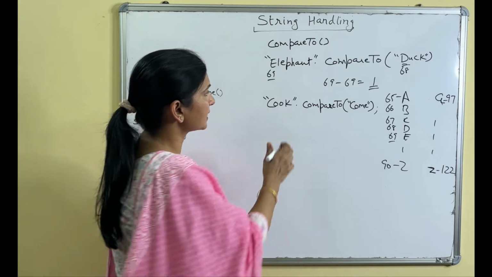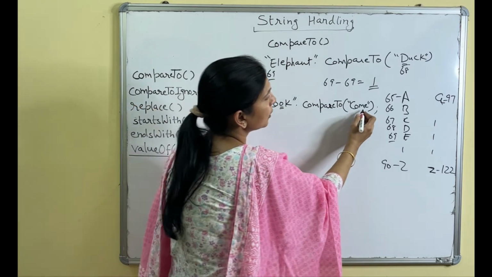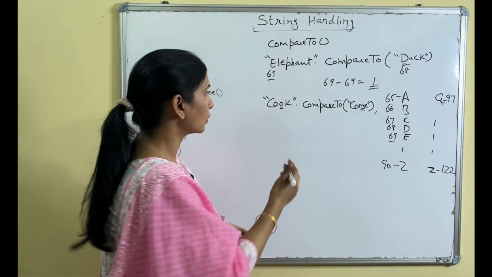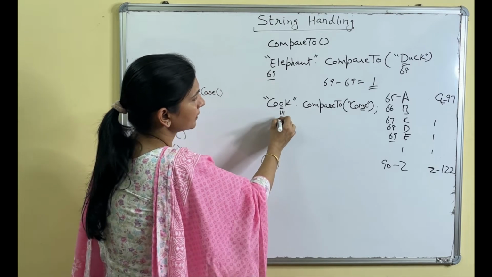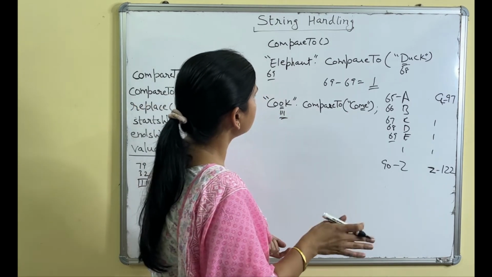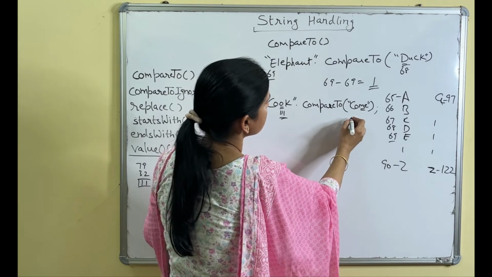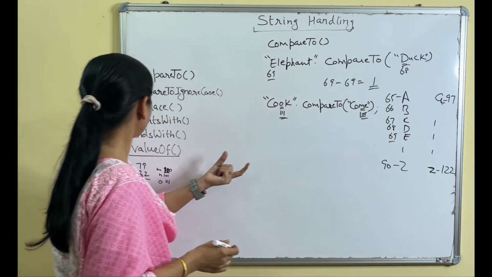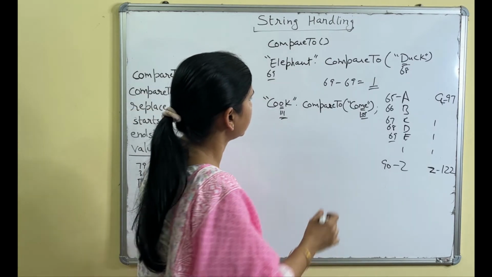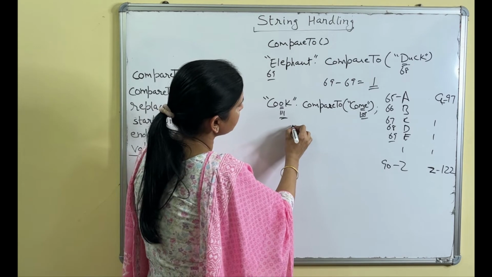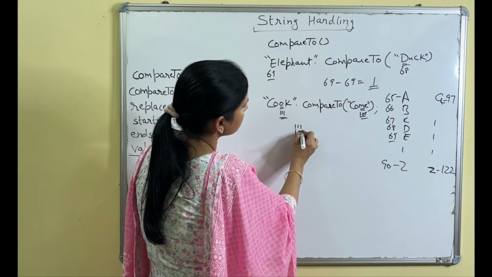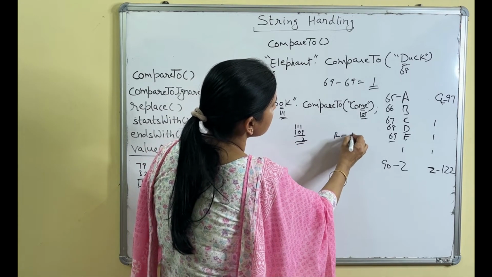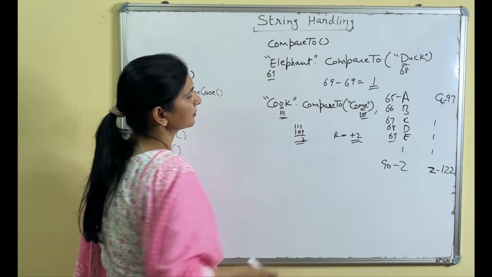So where is the first occurrence of a different character? Small o and small m. What is the ASCII code of small o? I think it is 111, right? And small m will be 109. You can cross check the ASCII code. Fine, 111 and 109. Then we will find out the difference. 111 minus 109, so it will be 2. So the result is plus 2, right? And here it is plus 1.